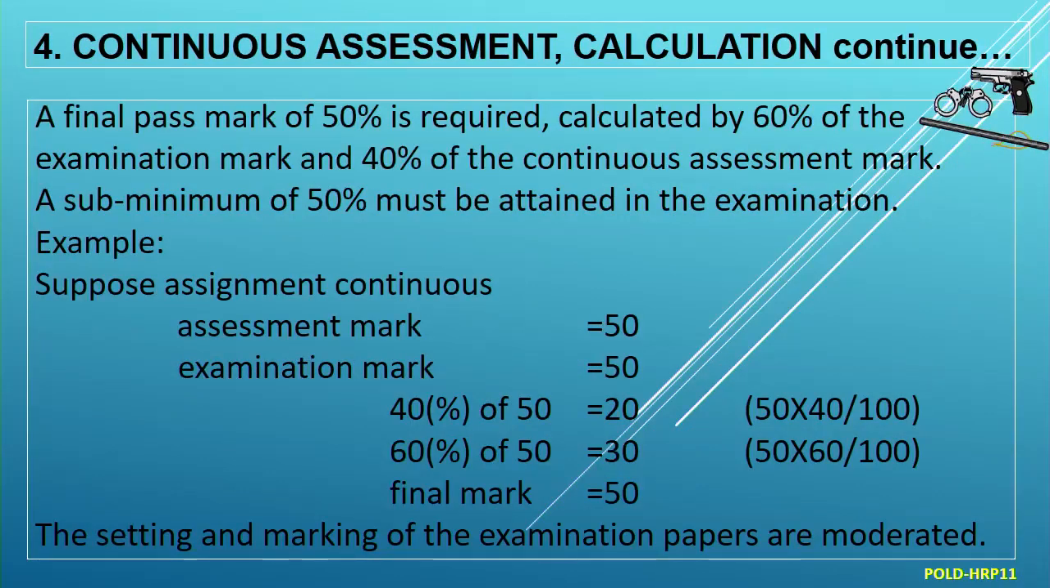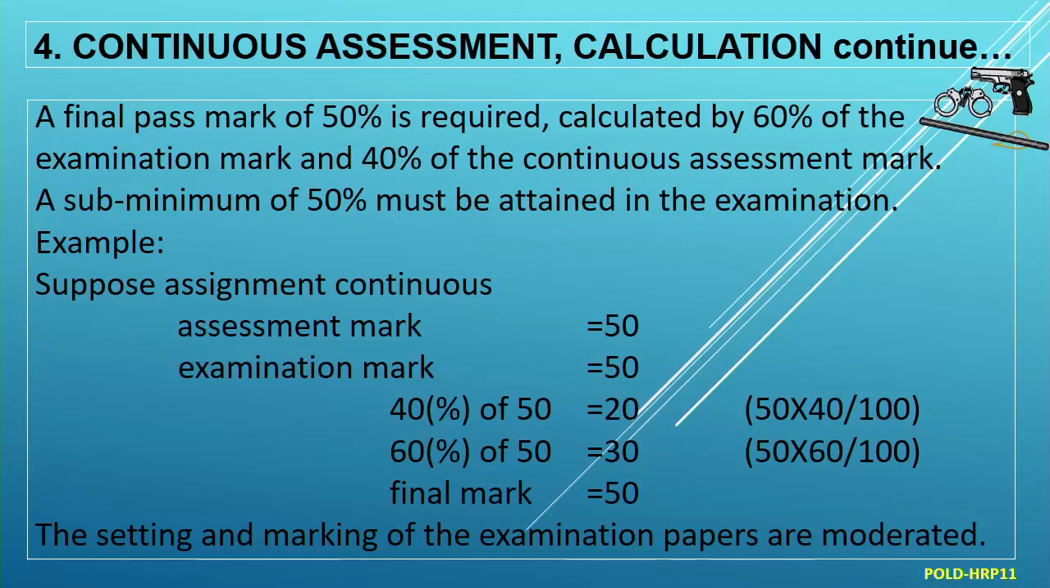Now, a final pass mark of 50% is required, calculated by 60% of the examination and 40% of the continuous assessment mark. A sub-minimum of 50% must be attained in the examination, so you need to get at least 50% in the exam before the others are considered.